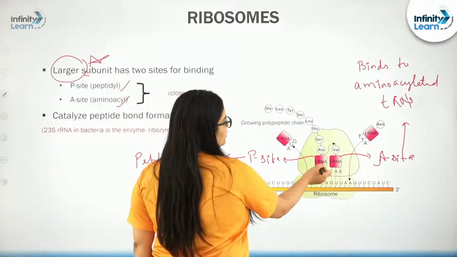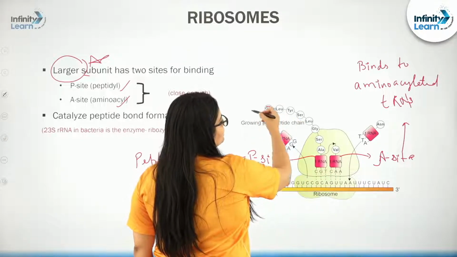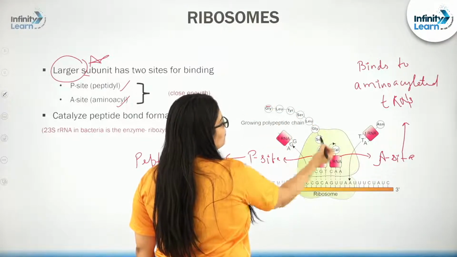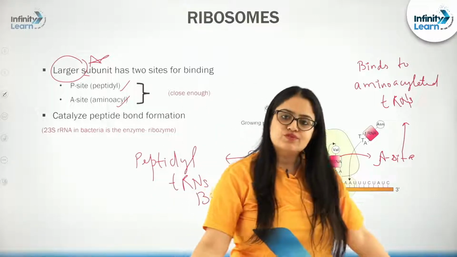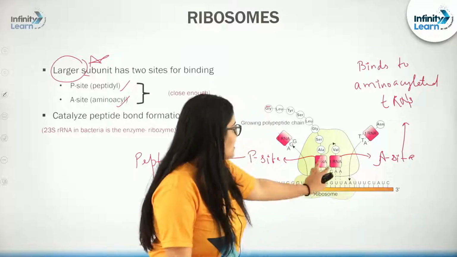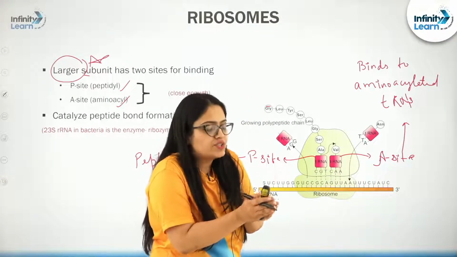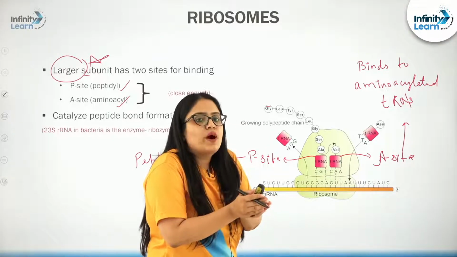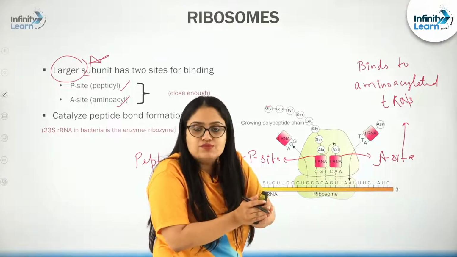So, see here students, on this P site you can see there is continuous formation, there is polymerization of amino acids going on. So, there is formation of peptide bonds over this P site of the larger subunit of the ribosome, hence the name P site and A site. Also notice students, this P site and this A site are present in close association, in proximity, close enough, and it is required. If they won't be close, then the peptide bond will not be able to form.